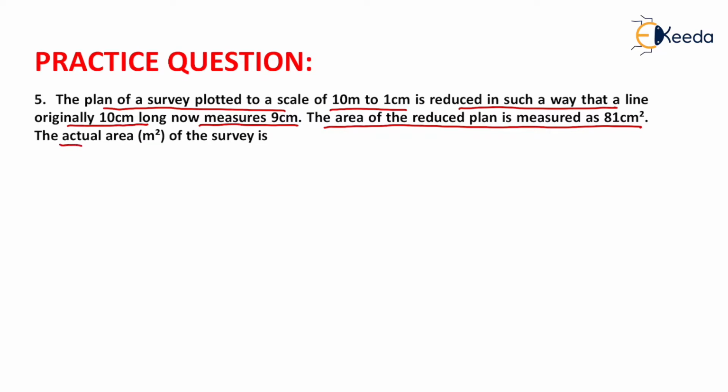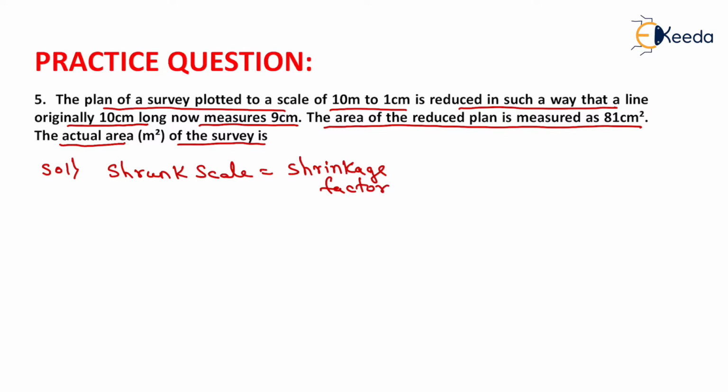It means that it is the plan area after shrinkage. Now the actual area in meter square of the survey is. Now we need to find the actual area of the survey in meter square. So first of all we need to find the shrunk scale here. Shrunk scale will be equals to shrinkage factor into original scale. That will be the formula of shrunk scale.